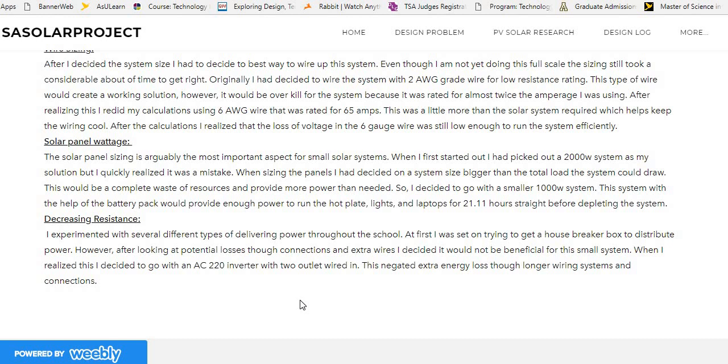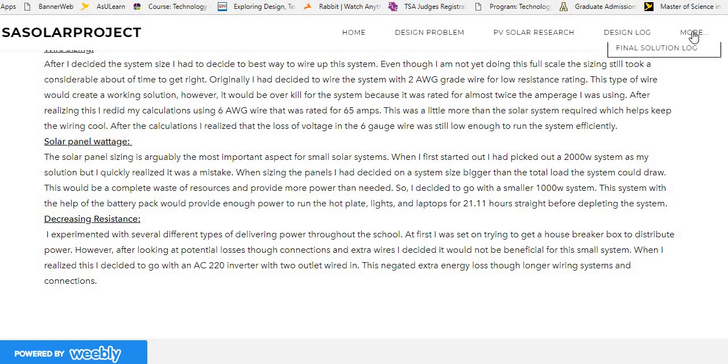And lastly, I decided to go about how to decrease resistance. I experimented with several different ways of delivering power through the school. At first, I was set on trying to get a house breaker box to distribute the power. However, after looking at potential losses through connections and extra wires, I decided it wouldn't be beneficial for this small of a system. When I realized this, I decided to go with an AC 220 inverter with 2 outlets wired in, which negated the extra energy loss through the longer wiring systems and connections. So basically, I cut out the connections through the box, through the breakers, and the wired outlets, which saved me a lot of energy in the long run.